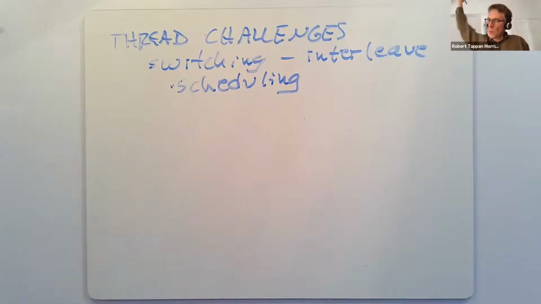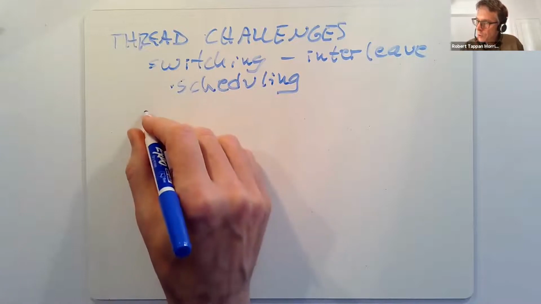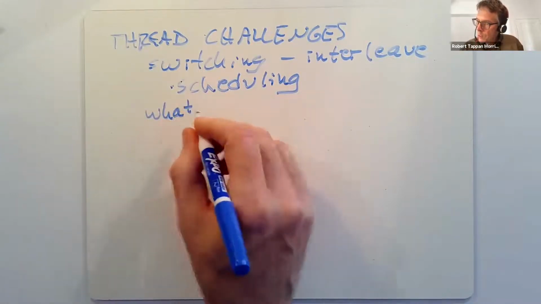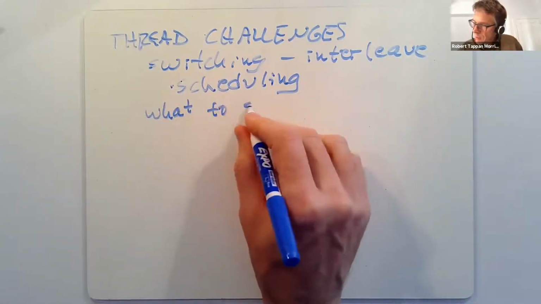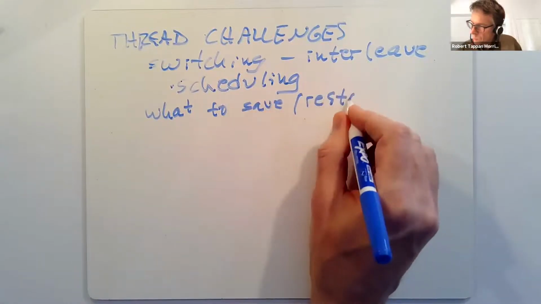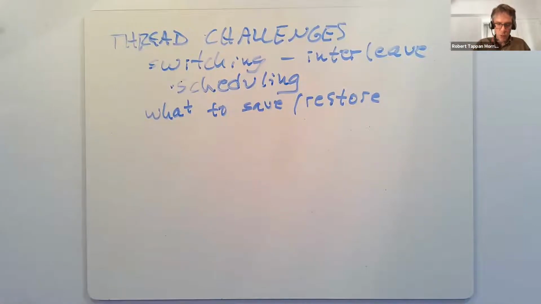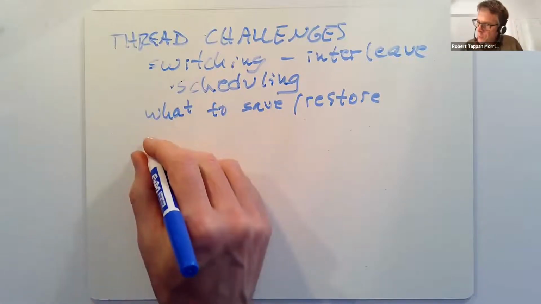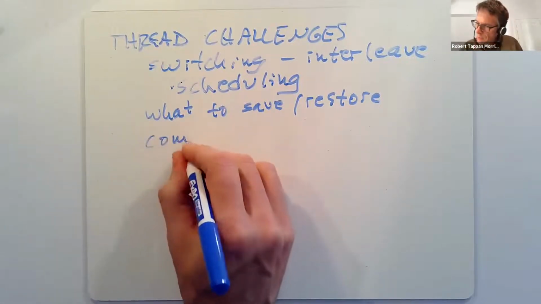Another question is, if you want to actually implement the switch from one thread to another, you need to save and restore. So we need to decide what needs to be saved and where to save it. What needs to be saved when we leave off executing one thread and restored when we want to resume executing that thread at some later time. And the final question is what to do about compute-bound threads.